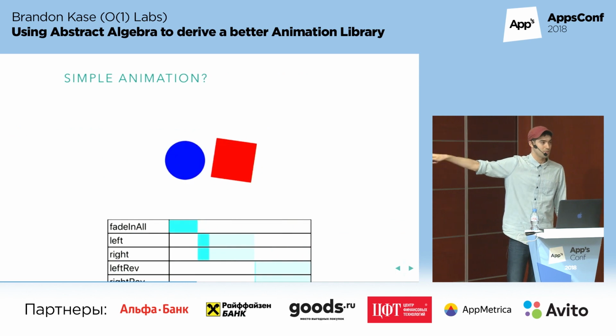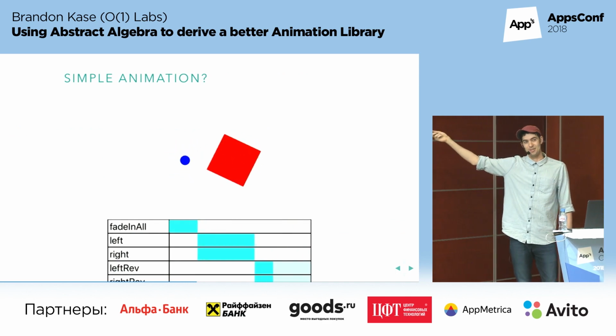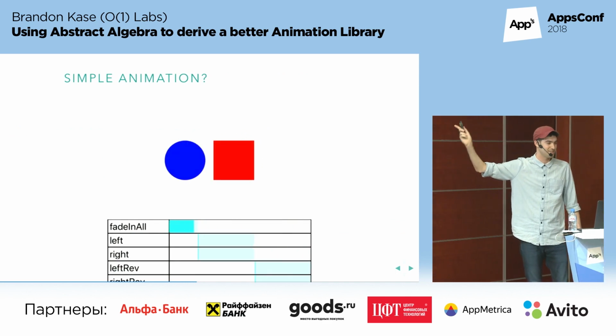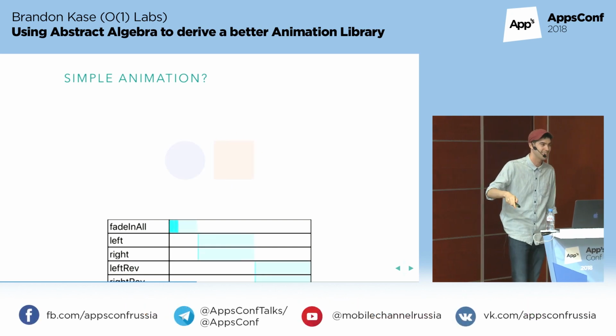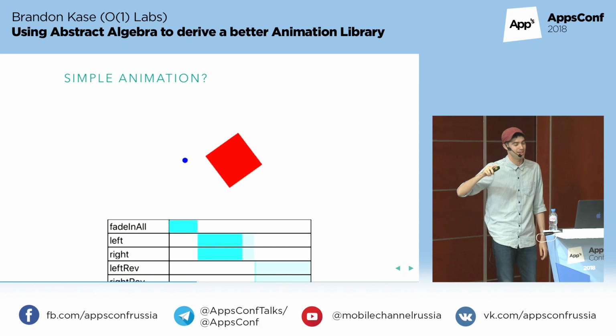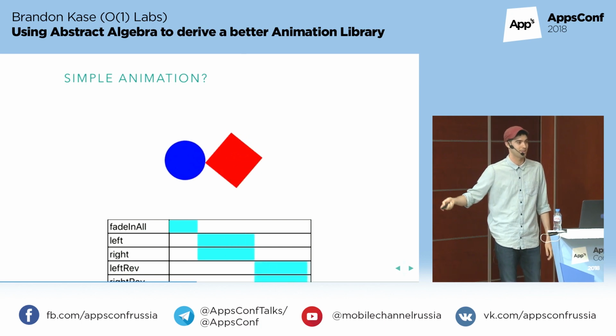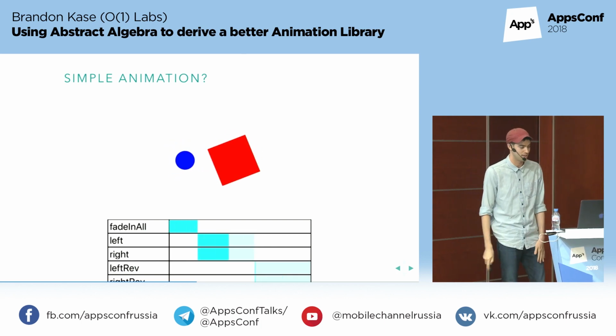So this thing was supposed to be easy. Look at it. It's like two things moving. This is simple. So let's do it again, but this time let's use a new library, okay? And then I'll dive in and explain it.